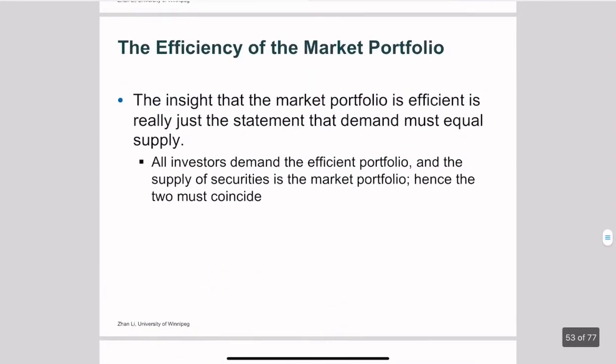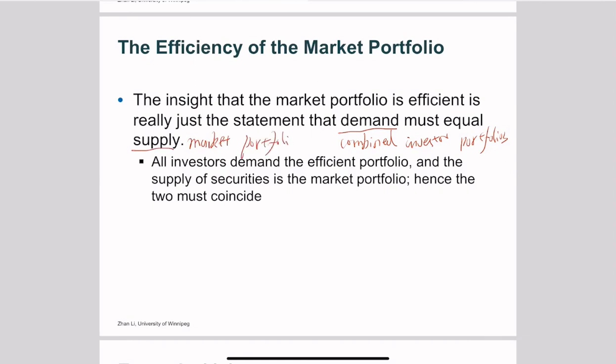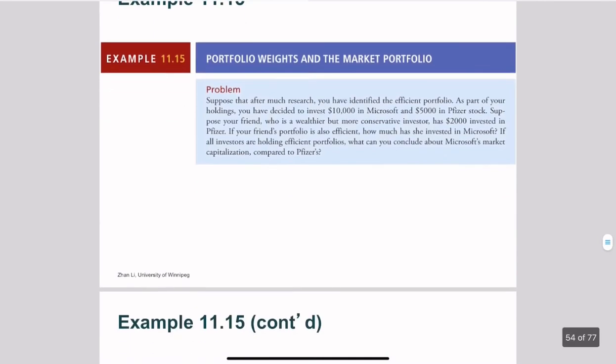So the basic logic here is demand equals supply. What is demand? Well, demand is the combined investor portfolios, right? What is supply? Supply is the market portfolio. And if the combined investor portfolios are efficient, then because demand equals supply, the market portfolio must be efficient. Okay, now let's see this example here.